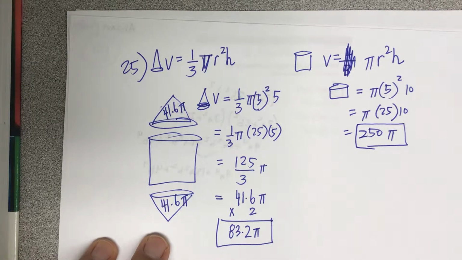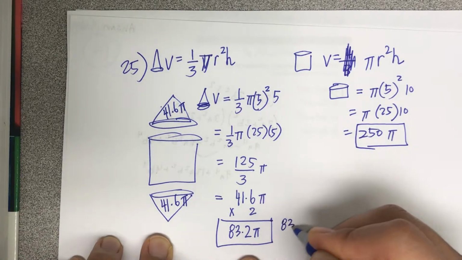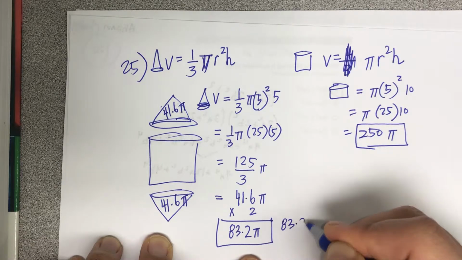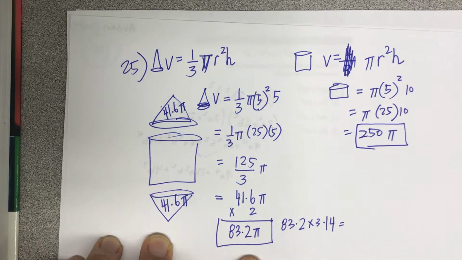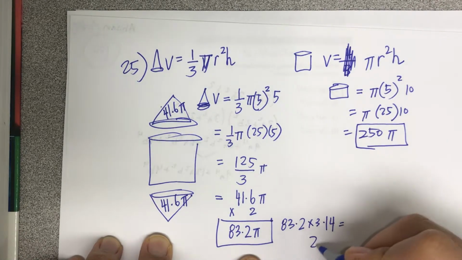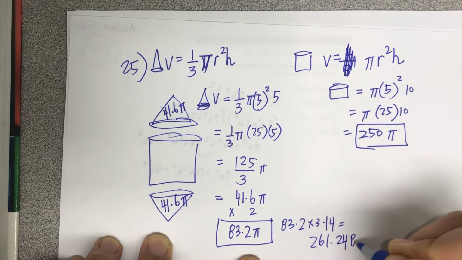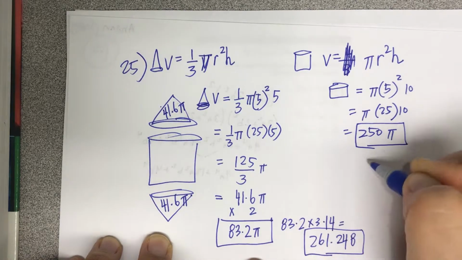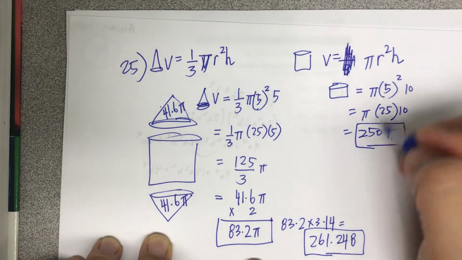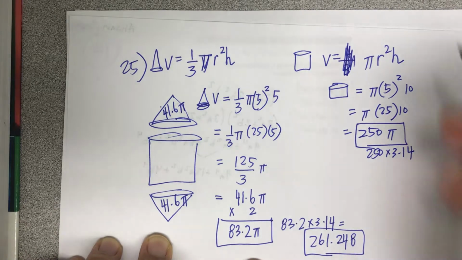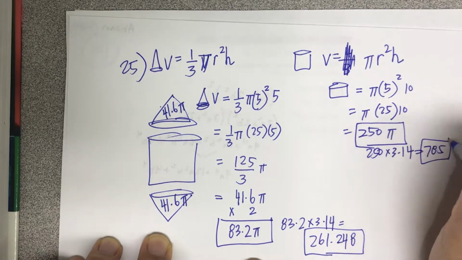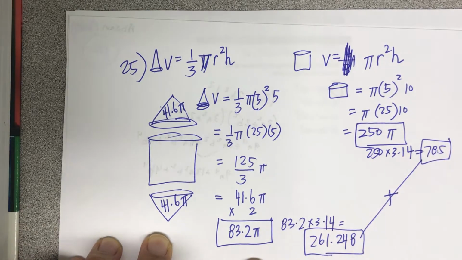But when you look at the answer choices, you're like, oh wait, none of them have pi. That means that they multiplied it through. So let's just multiply this, and you could use your calculators. 83.2 times 3.14, which is equals pi. So 83.2 times 3.14 is going to equal 261.248. Okay? And then we're going to have to add that to 250 times 3.14, because that is what pi is. And that's 785.